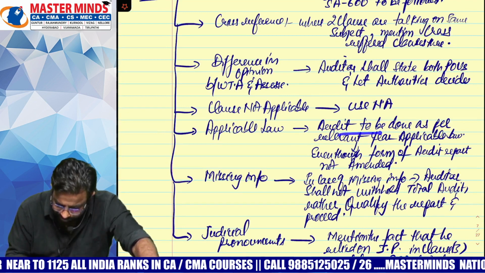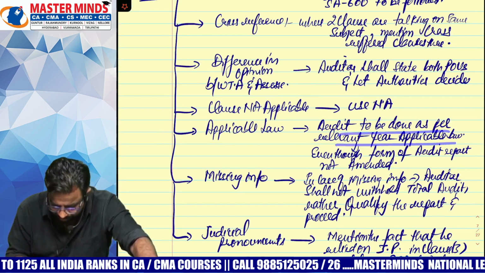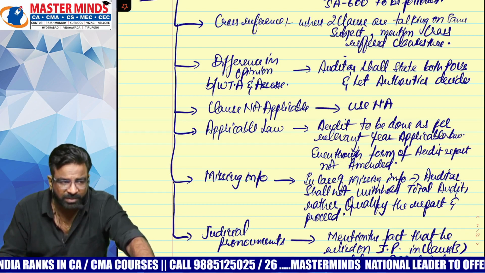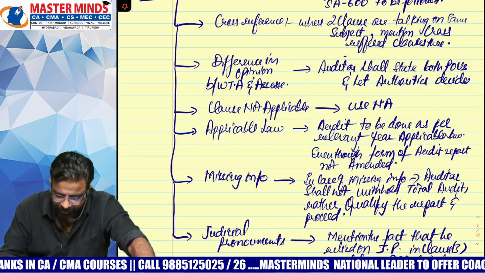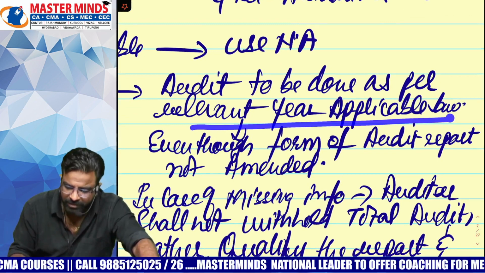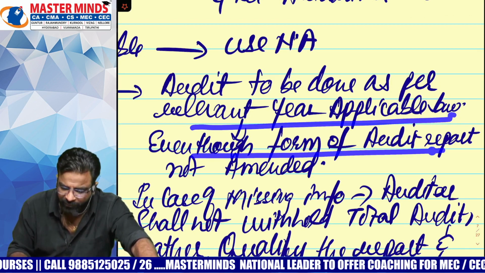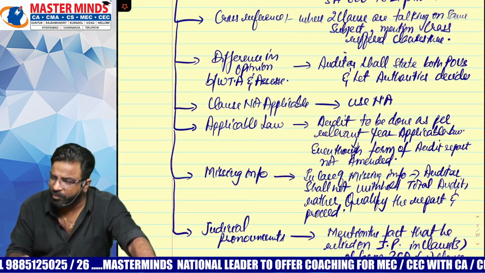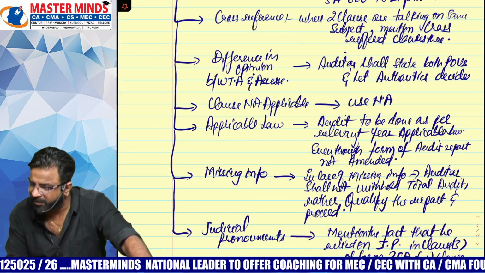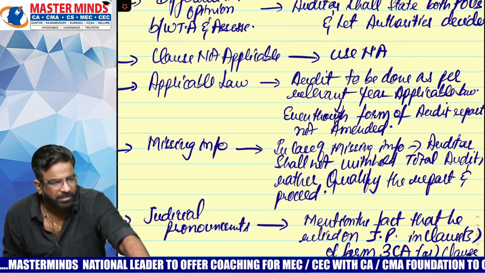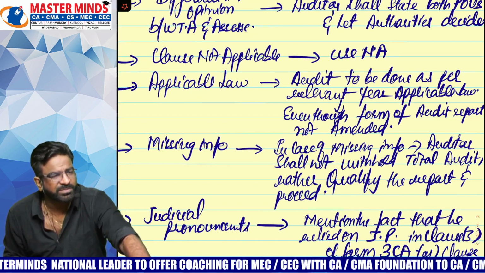Applicable law. Audit is to be done as per the relevant year applicable law, even though the form of audit report is not what? Amended. What do you mean by that? Read this point. What is written? Audit to be done as per the relevant year applicable law, even though the form of audit report is not amended. Now what happens many times, you all know that these are government departments. Am I right? Government departments are basically very lazy people. They sometimes do not bring the forms at the right time.